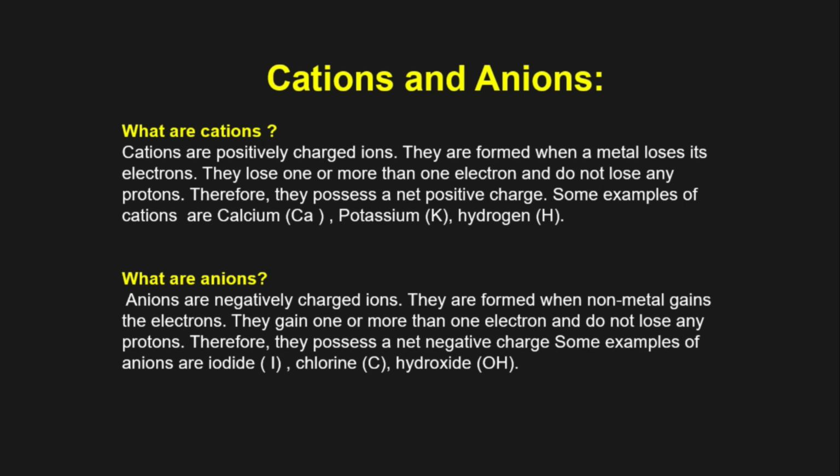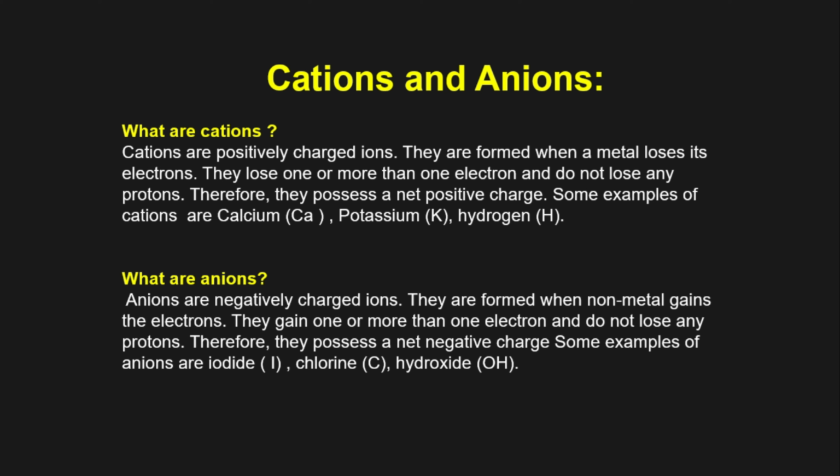So, what is a cation? Cations are positively charged ions. They are formed when a metal loses its electrons. They lose one or more than one electron and do not lose any protons. Therefore, they possess a net positive charge. Some examples of cations are calcium, potassium, and hydrogen.